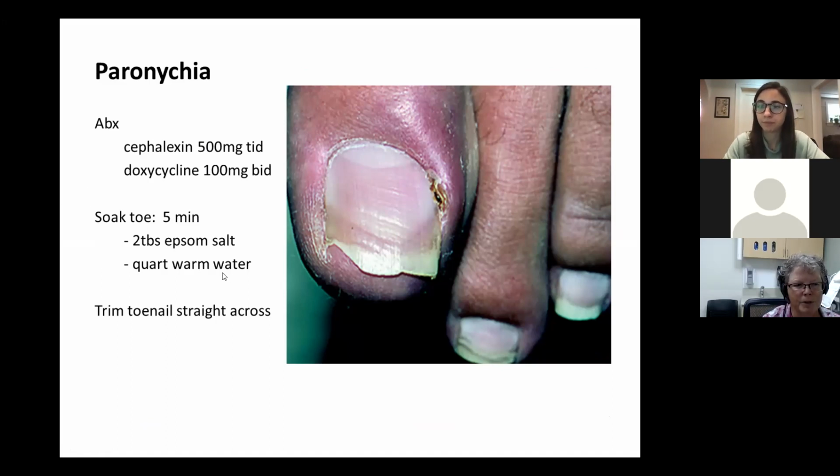So I tell people set a timer. They're going to use warm water from the tap, check it with their hands so they don't cause a scald injury. About 2 tablespoons of Epsom salts per quart of lukewarm water. Soak it 5 minutes, set a timer so they don't get distracted, and keep that toenail trimmed straight across. So this one does not need to be surgically excised. This one does not need to have a portion of the nail plate removed. This was just a retrograde pressure, a little skin injury. This will respond to antibiotics.